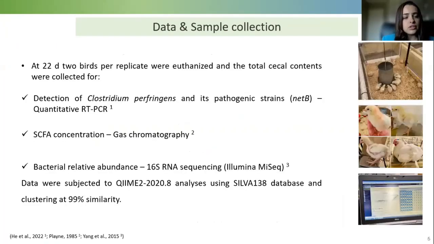At 22 days of age, we euthanized 2 birds per replicate, and we collected the total cecal content for the detection of Clostridium perfringens and its pathogenic strains by qPCR.